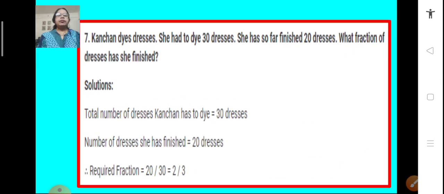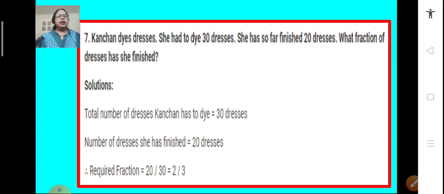Question number 7. Kanchan dyes dresses. She had to dye 30 dresses. She has so far finished 20 dresses. What fraction of dresses has she finished? So the total number of dresses that she has to dye is 30, and so far how many has she finished? 20. So what fraction has she finished?